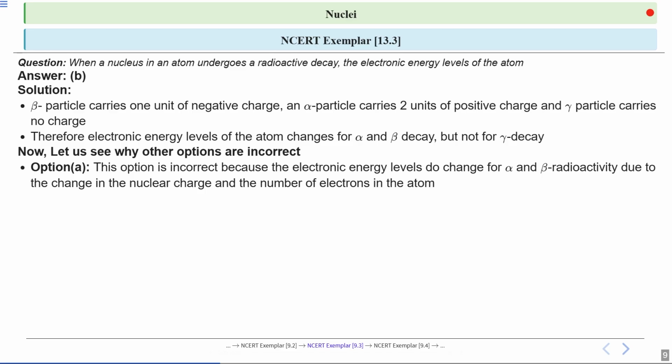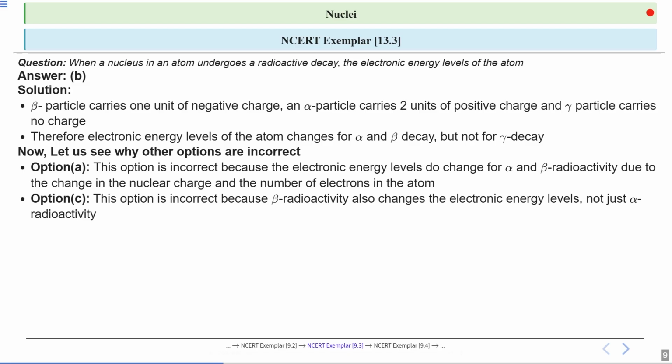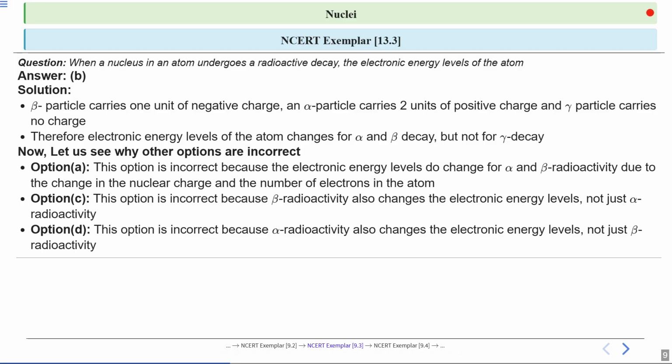So this option A is incorrect because the electronic energy levels do not change for alpha and beta radioactivity due to the change in the nuclear charge and the number of electrons in the atom. So option C is incorrect because beta radioactivity also changes the electronic energy levels, not just alpha radioactivity. Option D is incorrect because alpha radioactivity also changes the electronic energy levels, not just beta radioactivity.